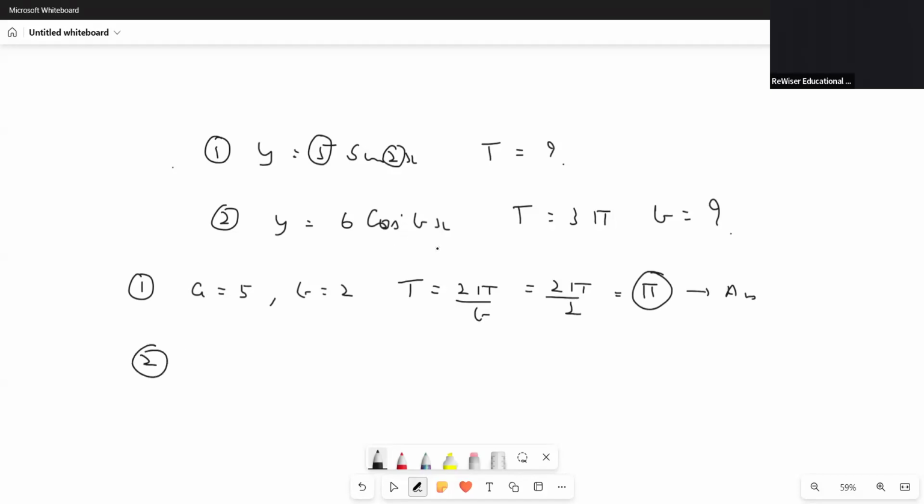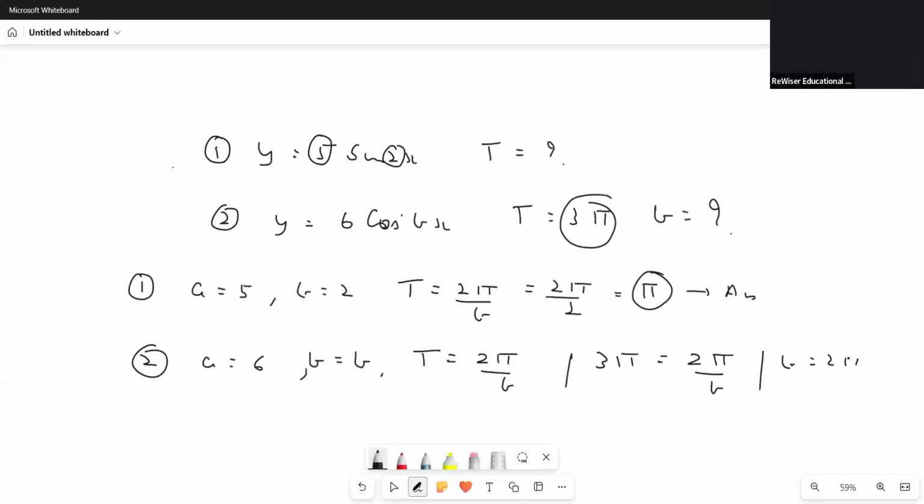Now, responding to the second part of the question, again we write the value of A, which is 6, and we write the value of B, which is B itself. We know that the formula for time period is 2 pi by B. Here, they have given us the time period as 3 pi. So 3 pi must be equal to 2 pi over B. So we can easily get the value of B as 2 pi over 3 pi, so pi gets cancelled, and the value of B is equal to 2 by 3. Both of them are quite commonly asked in exam pattern questions.